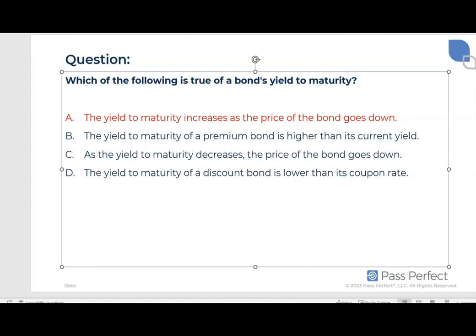That's exactly it. All the other three represent a parallel relationship or a consistent relationship. So they go in the same direction rather than opposite directions.